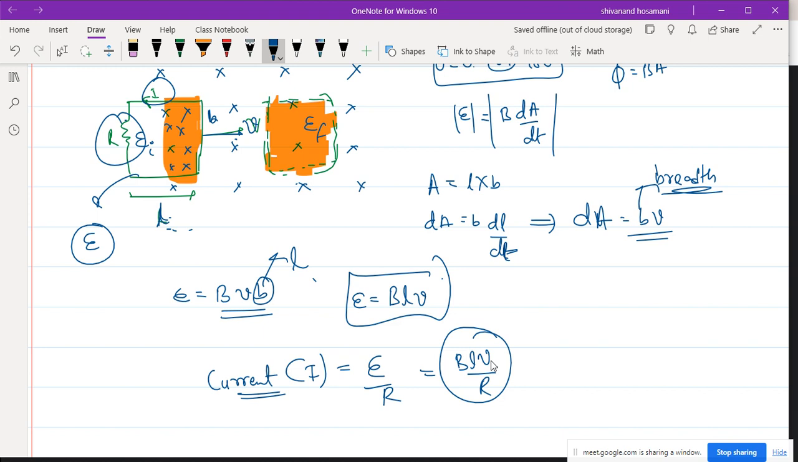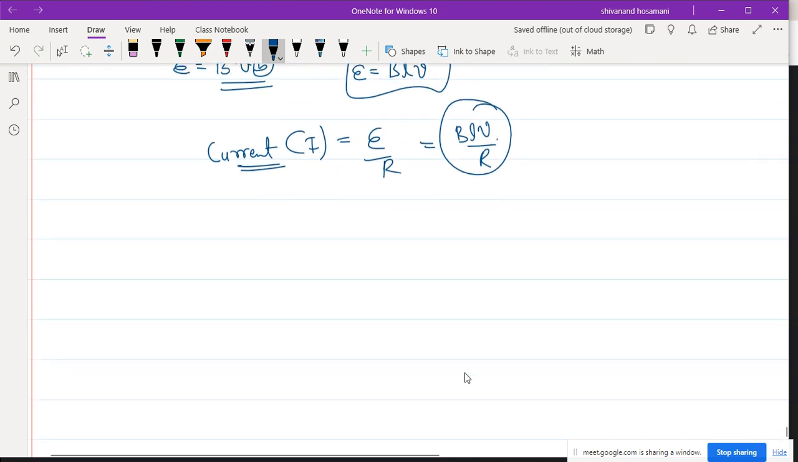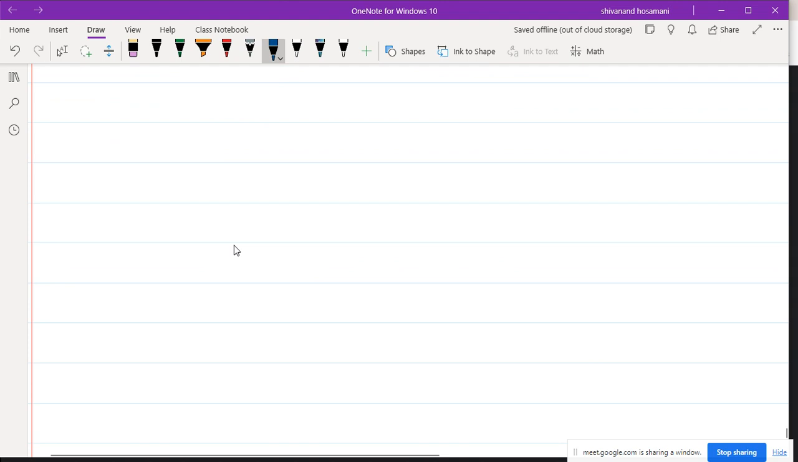Then what is the relation between magnetic field and electric field? See, the relation can be found by considering a uniformly moving charge under both electric field and magnetic field.